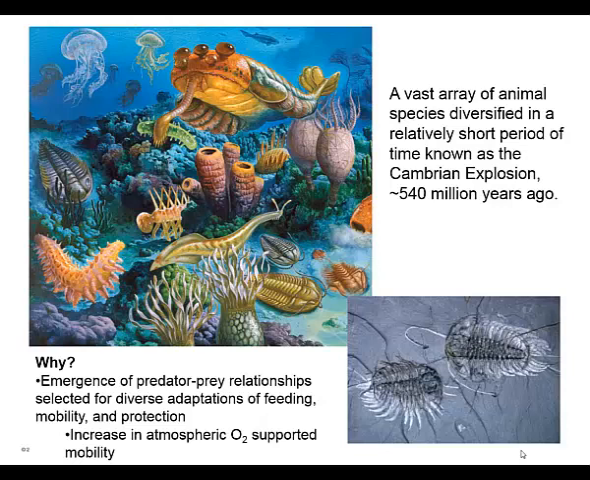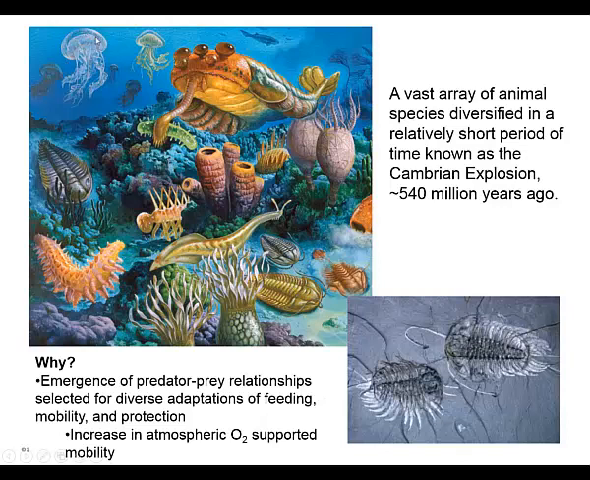So the interesting thing to know is the vast array of animal species diversified in a relatively short period of time known as the Cambrian Explosion, and that occurred about 540 million years ago. And I always love the artist's rendition of the Cambrian Explosion because you get this tremendous diversity of body plans, body armor, feeding mechanisms, all sorts of things. And again, this is an artist's rendition. But we do know that trilobites, let me show you a trilobite, we know that organisms such as this truly existed.